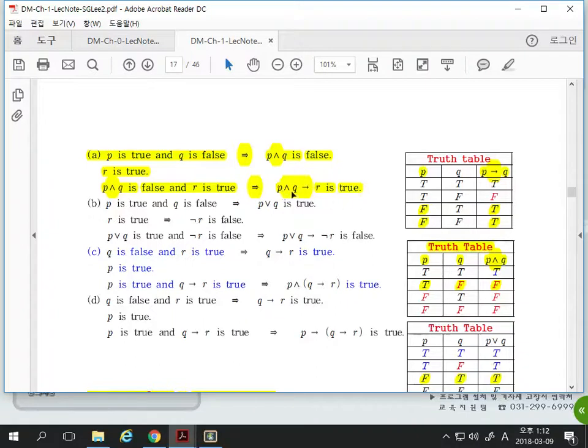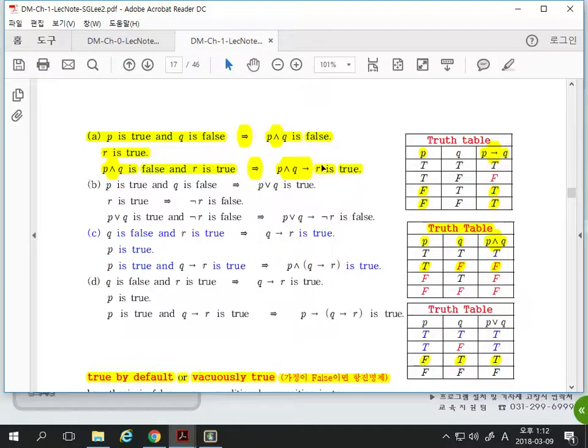So P and Q implies R. So what is it? If this is false and R is true, then if the assumption, the hypothesis, is false, whether the conclusion is true or false, the sentence should be true. Like, if you give me money, then I will do something. But if he doesn't give the money to me, then whether I do the work or not, they are all okay, isn't it?